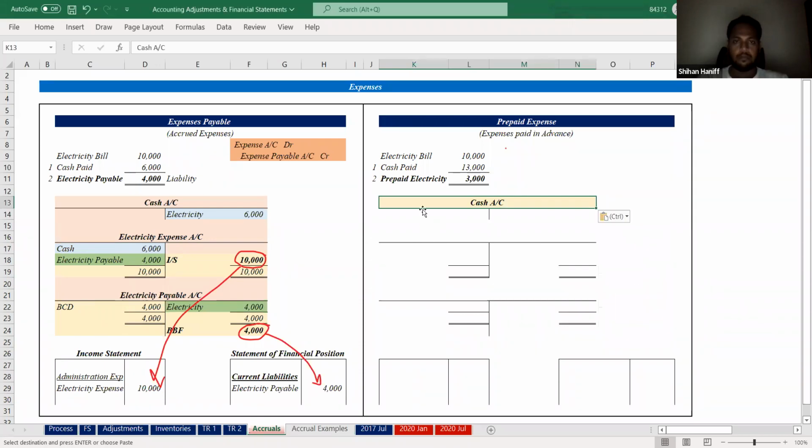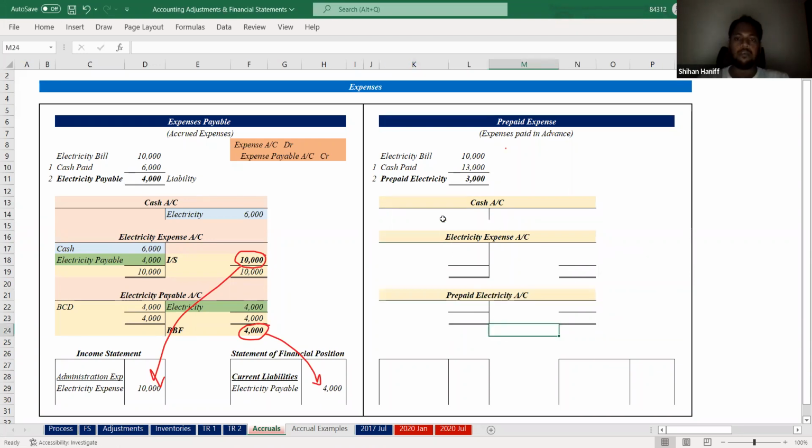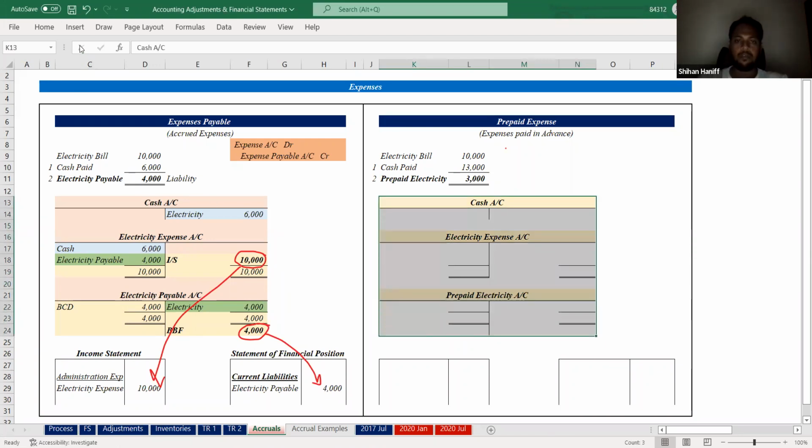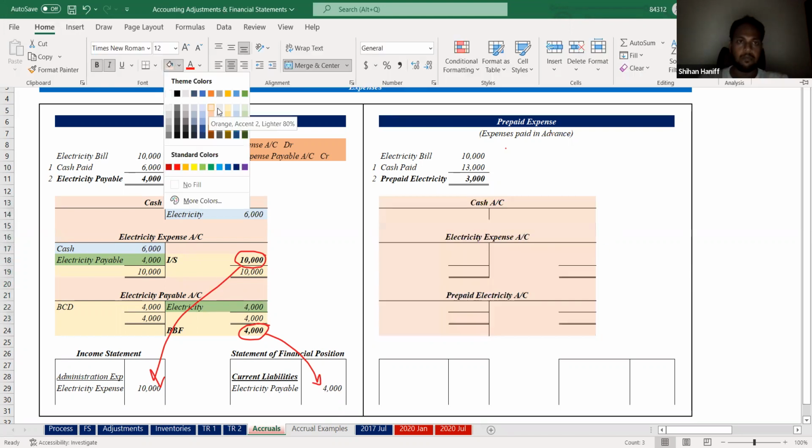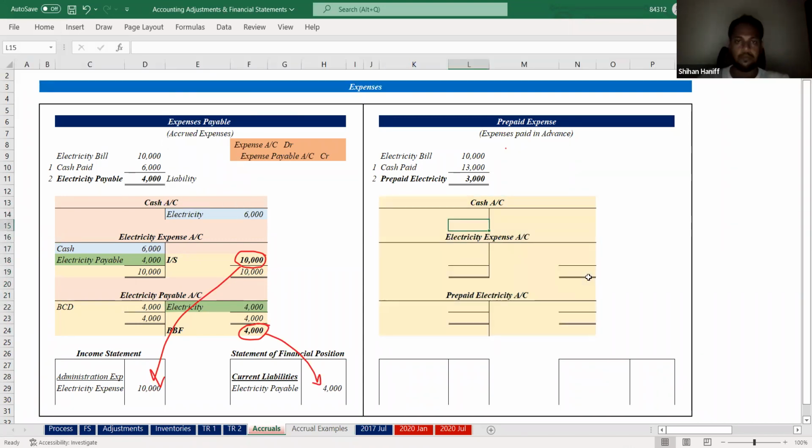So same way, you need a cash account, expense account. Now you need prepaid electricity account. Prepaid account. Then the double entries. Again, electricity cash account credit 13,000. Electricity expense account debit 13,000.